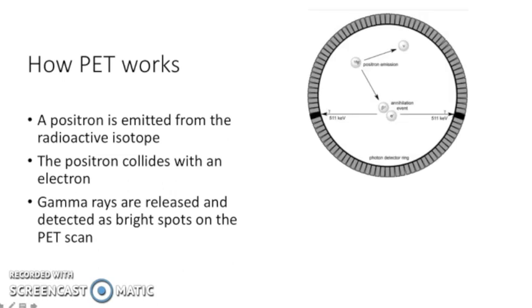And so in the PET scanner, the positron and the electron will hit each other, and they'll release gamma rays that go in opposite directions in this ring. And those are detected as bright spots. And then because they're detected in 2 places here in the ring, that allows them to sort of triangulate the position of the molecules that they're looking at.